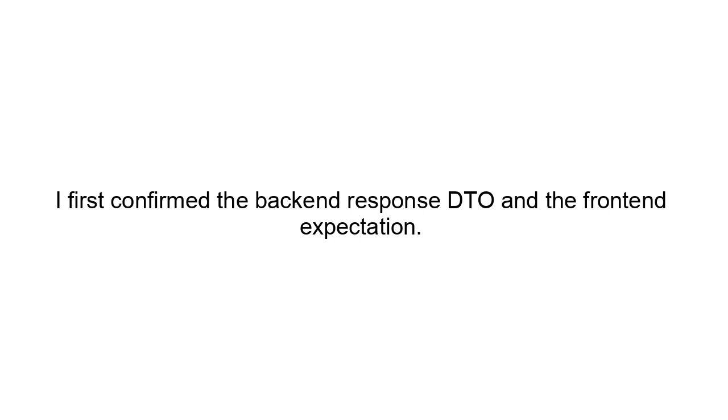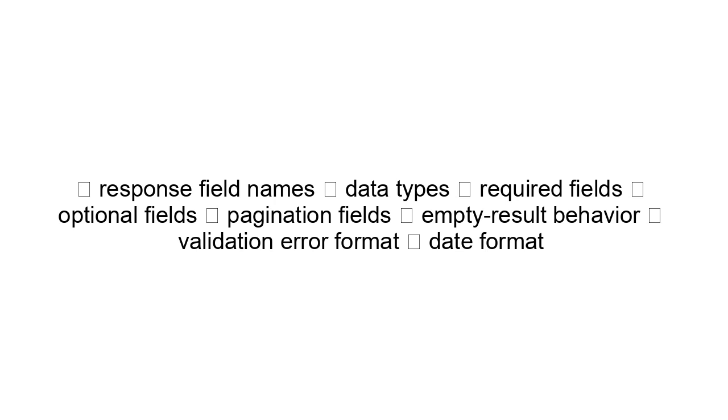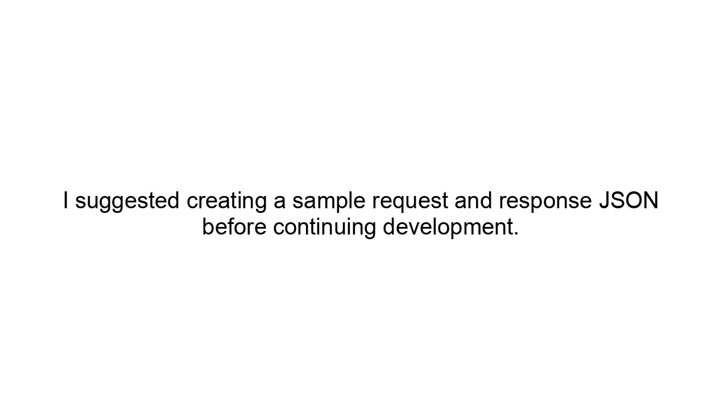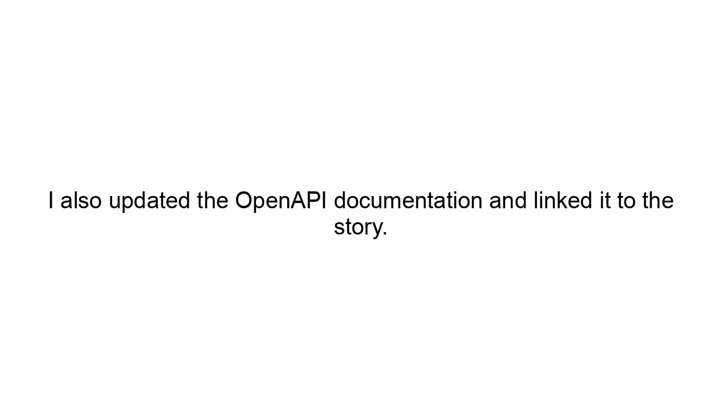Action. I first confirmed the backend response DTO and the front-end expectation. Then I arranged a short discussion with the front-end developer and QA. We reviewed response field names, data types, required fields, optional fields, pagination fields, empty result behavior, validation error format, and date format. I suggested creating a sample request and response JSON before continuing development. We agreed on the final response contract and updated the backend DTO to match the front-end need. I also updated the OpenAPI documentation and linked it to the story.